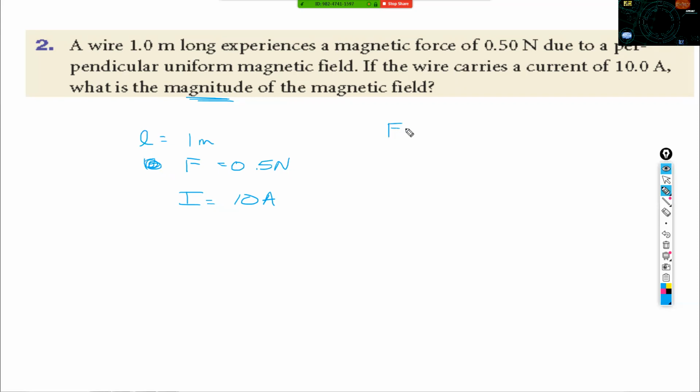So, Bill, F equals BIL. You have 0.5, the current of 10 amps and the length of 1 meter. And the magnetic field strength would be 0.05 Tesla. Now you can't find direction because they don't tell you any of the directions. They just tell you they're perpendicular.